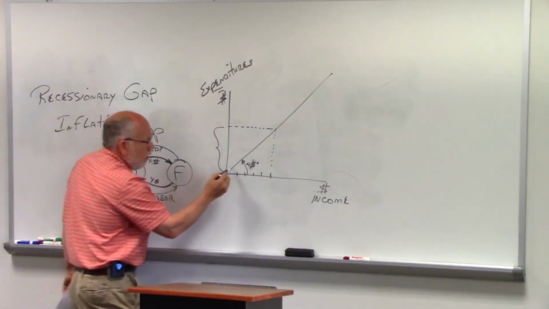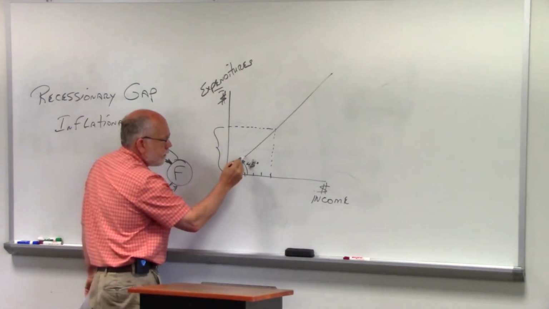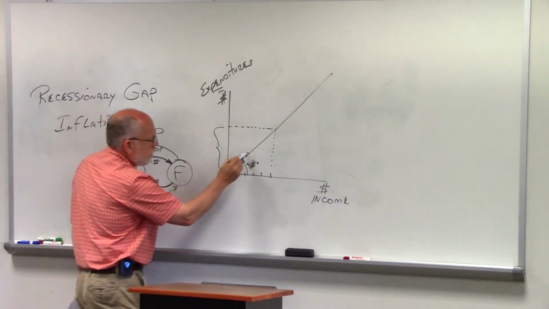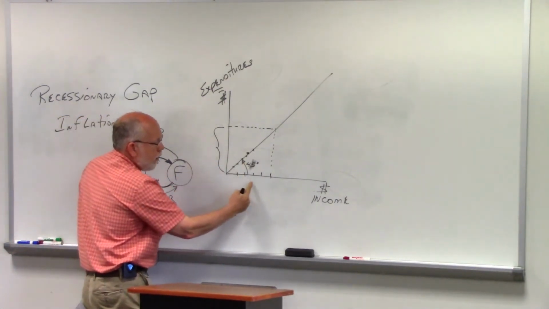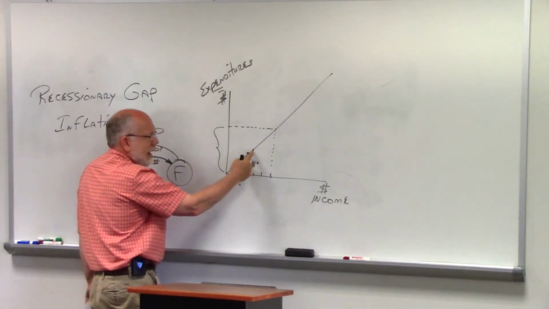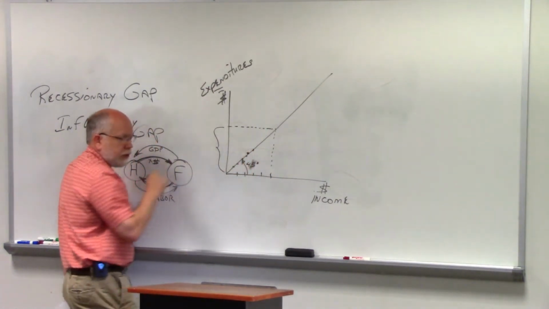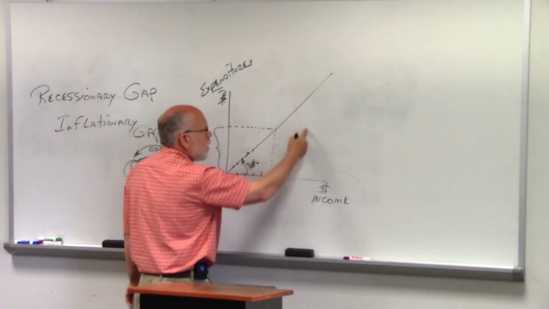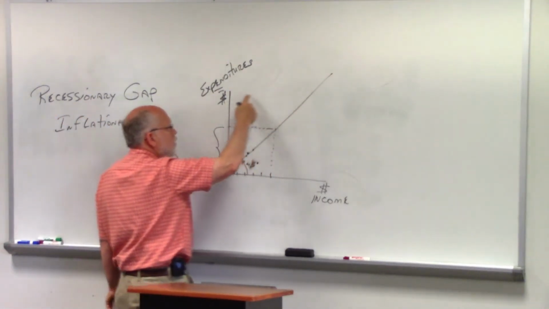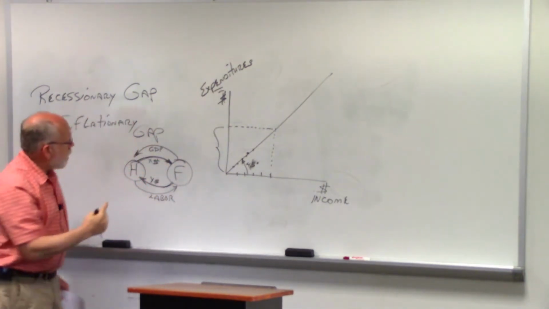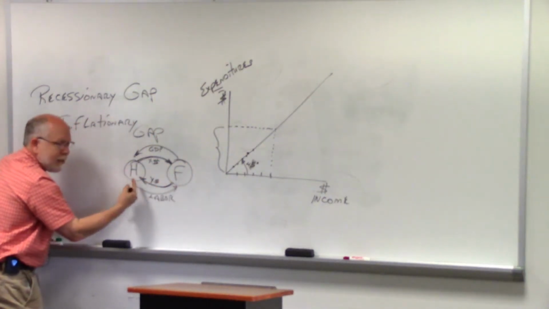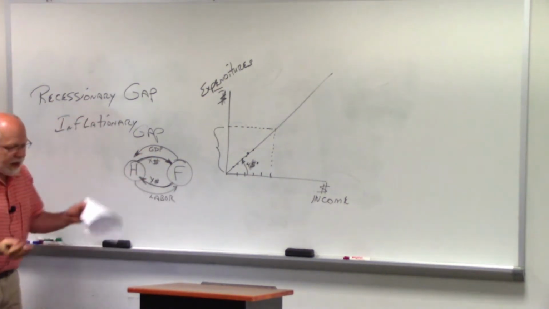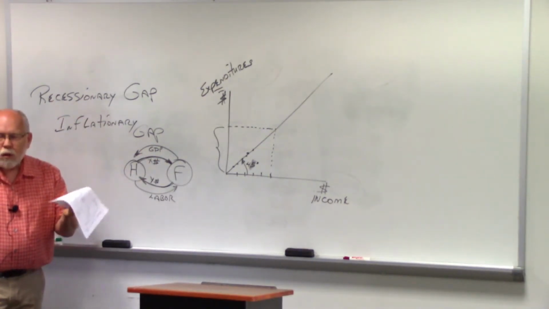So if we look at all the points on this line, we're saying every point on that line is a point where this income exactly matches this expenditure. If we're over here, this amount of income will exactly match this expenditure. And where income exactly matches outgo, expenditure, then that's where the economy will equilibrate.